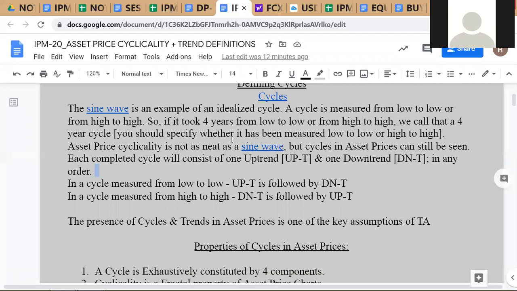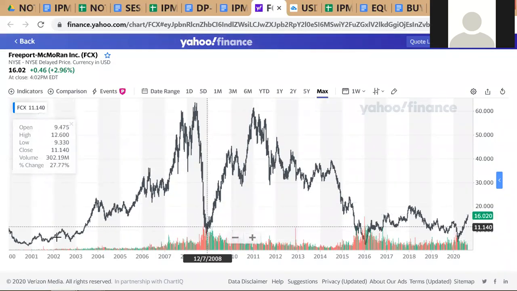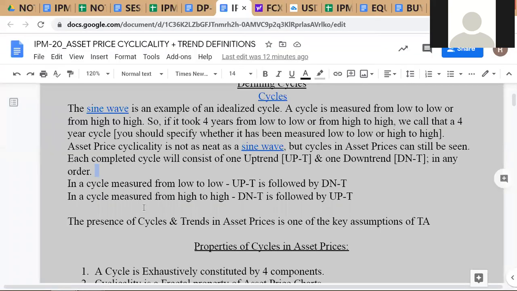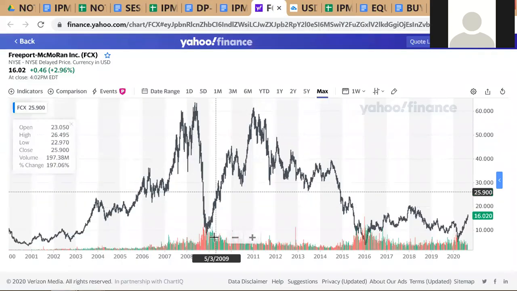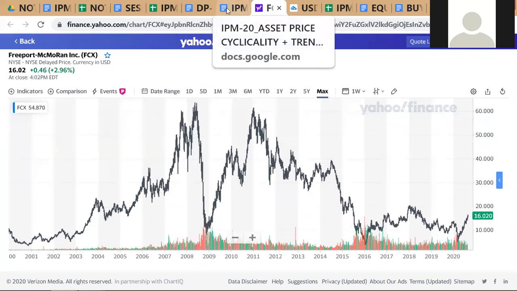Okay, so here we have this part we have already, which, as I said, is not as neat as the sine wave. Okay, so each completed cycle will have one uptrend and one downtrend in any order. Okay, which is what you see. If you look at this cycle, low to low, one uptrend, one downtrend. So that's what I've said here, that in the case of a low to low cycle, you have an uptrend first, then the downtrend. In the case of a high to high cycle, you have the downtrend first, followed by the uptrend. Okay, so that's the first part of the note.